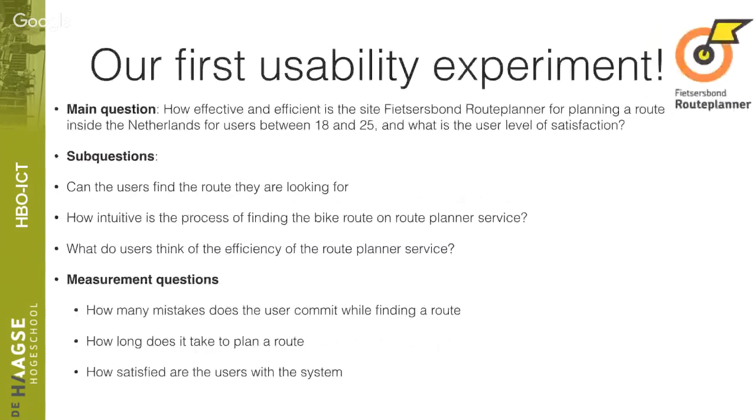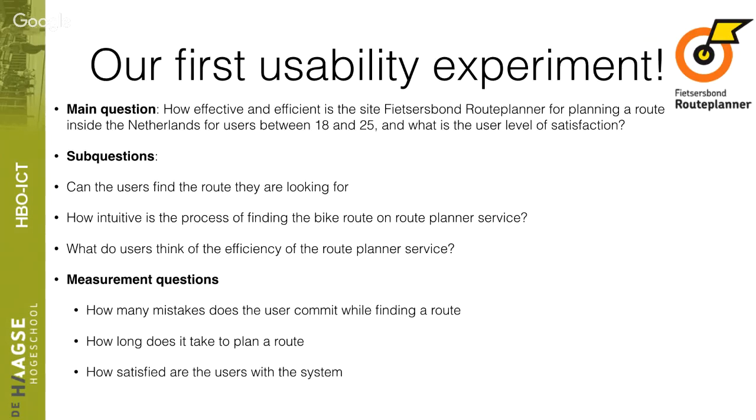So here is our experiment that we are going to do. And you already have the main question. The main question is about the Featuresbund route planner. We want to know, can the users find the route that they're looking for? How intuitive is the process of finding the bike? And what does the user think of the efficiency of the route planner? Basically, we're asking here effectiveness, efficiency, and user satisfaction.